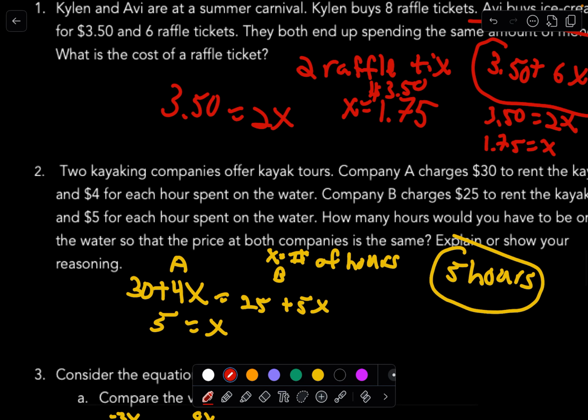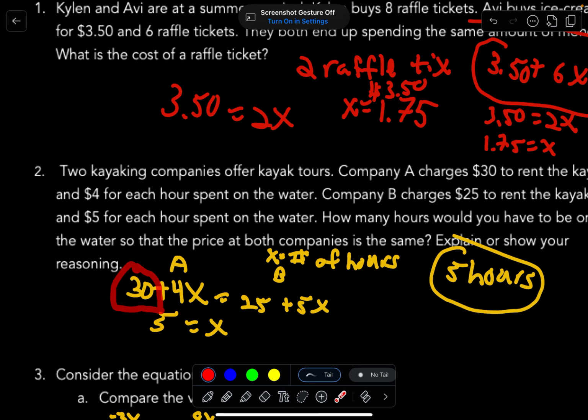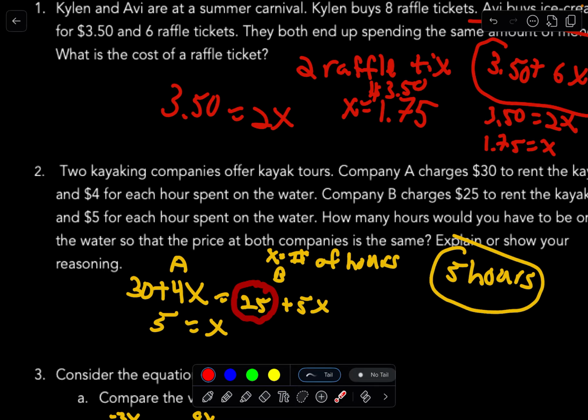If the prices are the same and X is the number of hours, you could have used H. I just opted for X. Company A charges the 30, which is this, right? That's the initial fee, plus $4 for each hour. That's why it's 4 times X. 4 is the hourly rate for Company A. On the other hand, Company B only charges $25 for the initial rental plus $5 an hour. So it's a more expensive hourly rate, but less upfront cash.